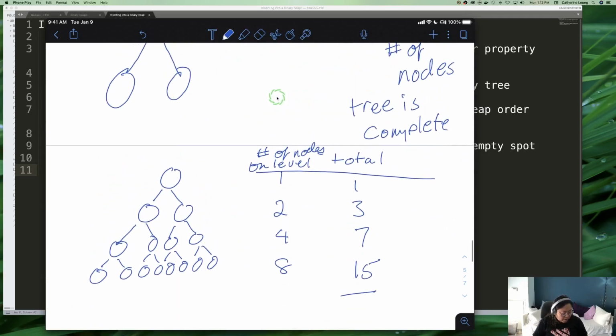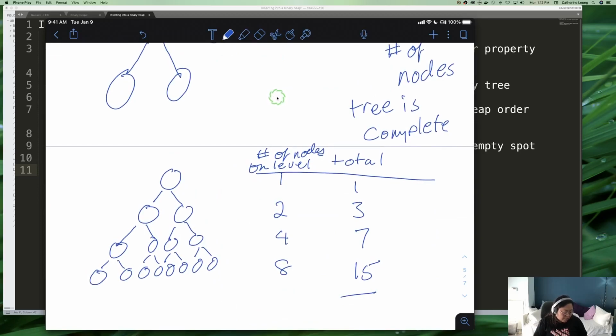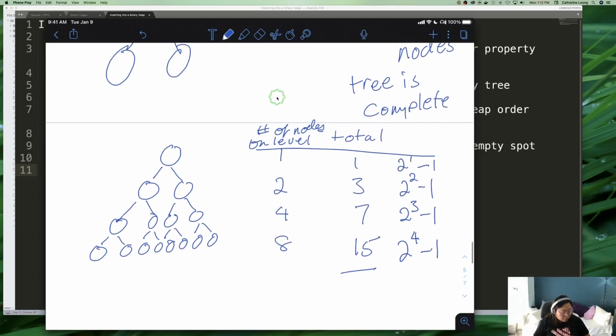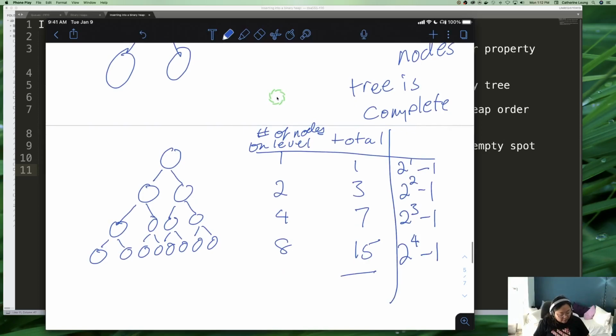What is another way? So we can look at it several different ways. So first of all, this is 2 squared minus 1. This is 2 cubed minus 1. This is 2 to the power of 4 minus 1. This is 2 to the power of 1 minus 1. Okay, so the total number, okay?